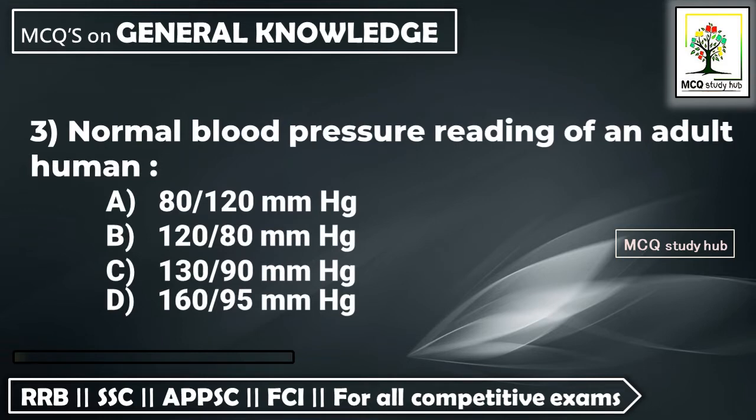Question number 3: Normal blood pressure reading of an adult human. Option 1 is 80 by 120 mmHg. Option 2 is 120 by 80 mmHg. Option 3 is 130 by 90 mmHg. Option 4 is 160 by 95 mmHg. The correct answer is option 2, that is 120 by 80 mmHg.